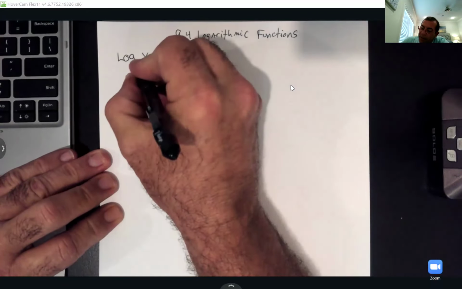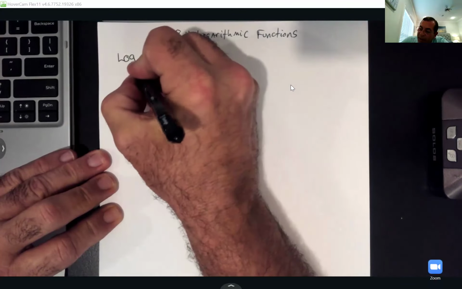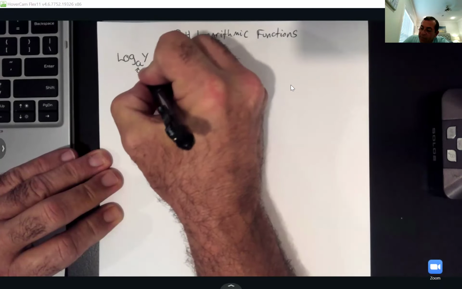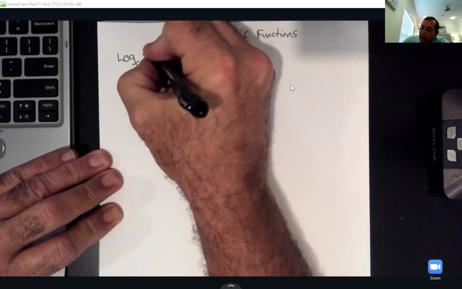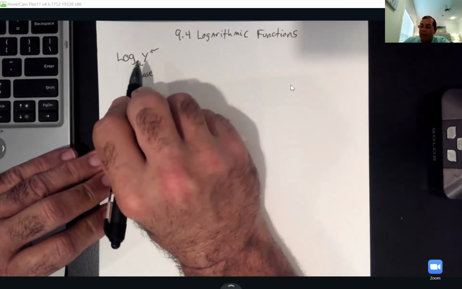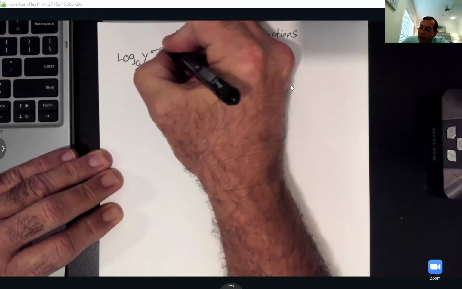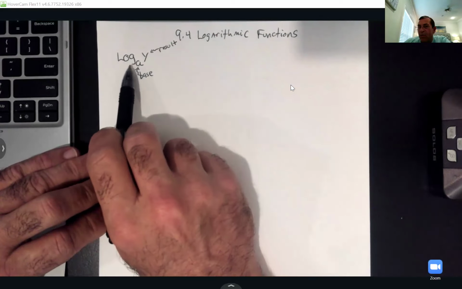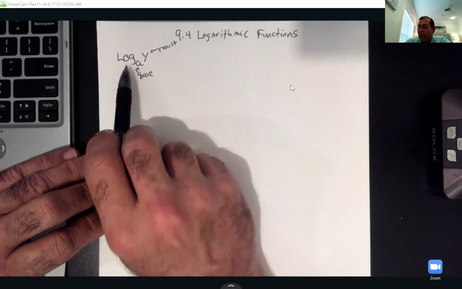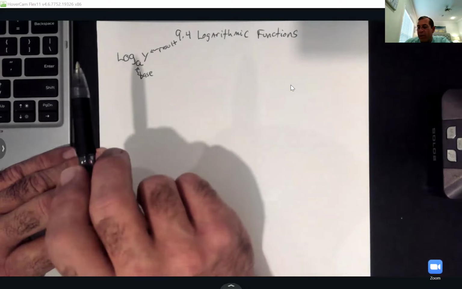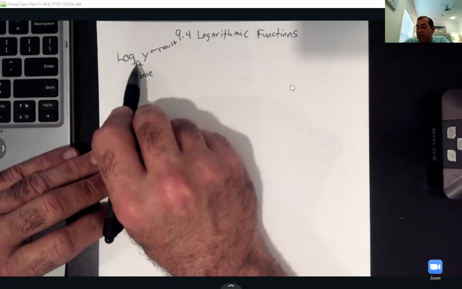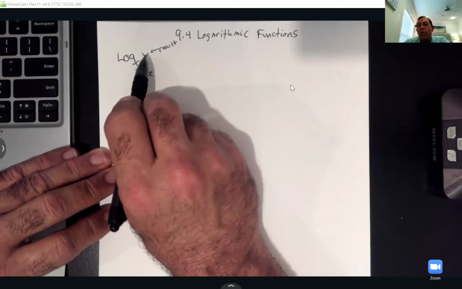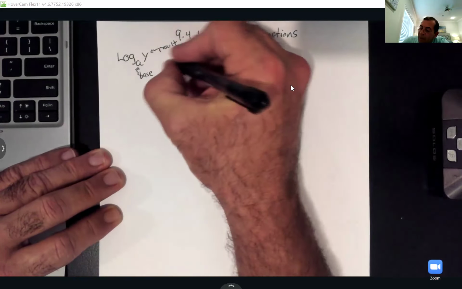In the logarithm, this little subscript A right here is what we call the base of the logarithm. And Y is what we call the result. So what this logarithm finds, when we use this terminology, is exponents. It finds the exponent that the base A was raised to equal the result Y.